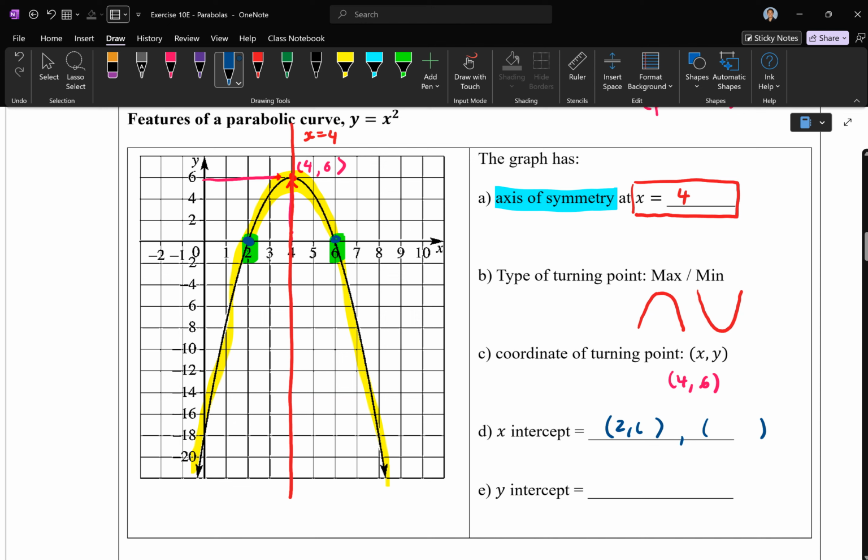2, 0 and 6, 0. Very good. So when they ask for x-intercept, don't write 6, don't write 2. Make sure to write the coordinates. And same thing, where does this graph intersect the y-axis? Yes, Avia? Very good. So at the end over here, this is where 0, negative 18 is. And that's where it crosses the y-intercept.